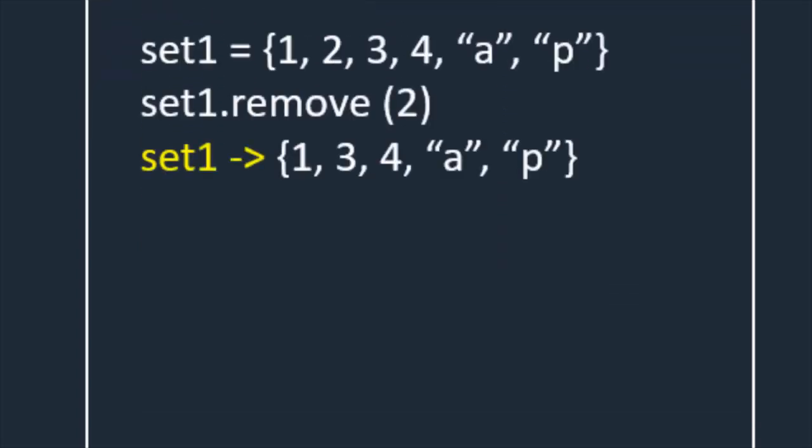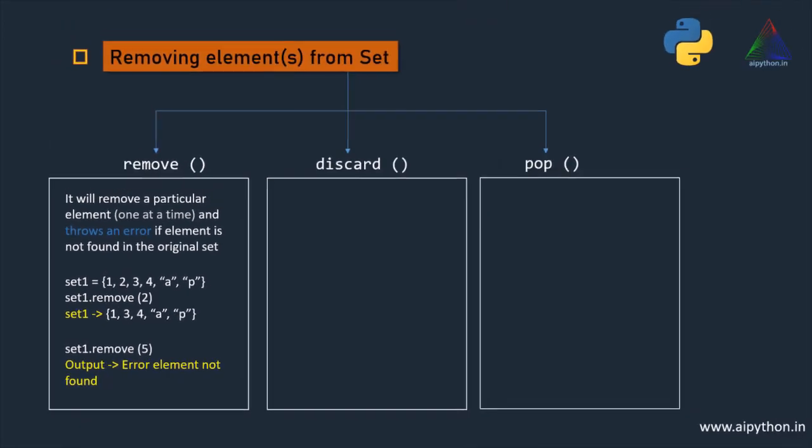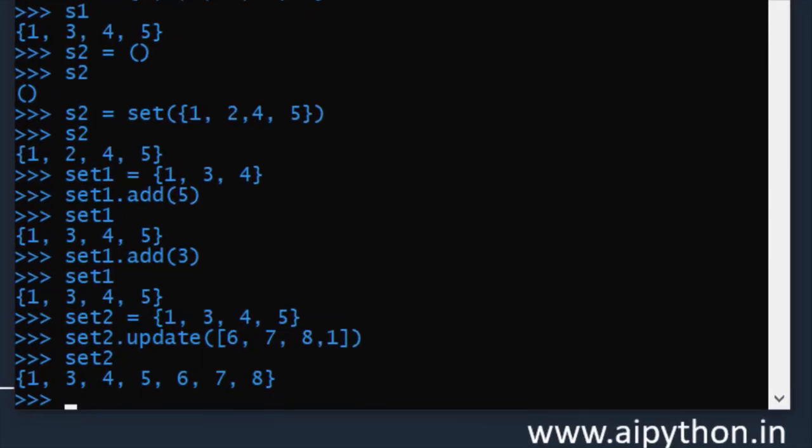Let's say we have set1, which is 1, 2, 3, 4, A and P. We want to remove 2. The syntax goes like s1.remove, and in the brackets you write the element which you want to remove. So here in this case it is 2. If you remove 2 from the set, the 2 will be removed, and it will update the existing set. In another example, if you want to remove 5, which is not there in the set, in this case it will throw an error saying that the element is not found. We'll see through an example.